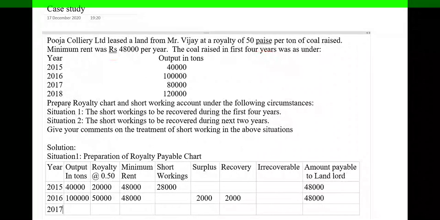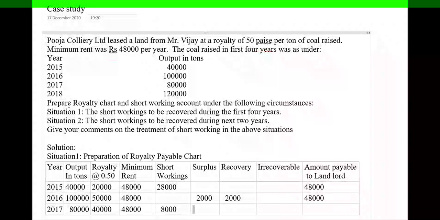Then 2017 we have got 80,000 as the output. So the royalty payable will be 40,000. So the minimum rent here is 48,000. So again there is a short working of rupees 8,000 here. So there is no surplus, there is no recovery also here, as we have got a deficit. So amount payable will be 48,000.